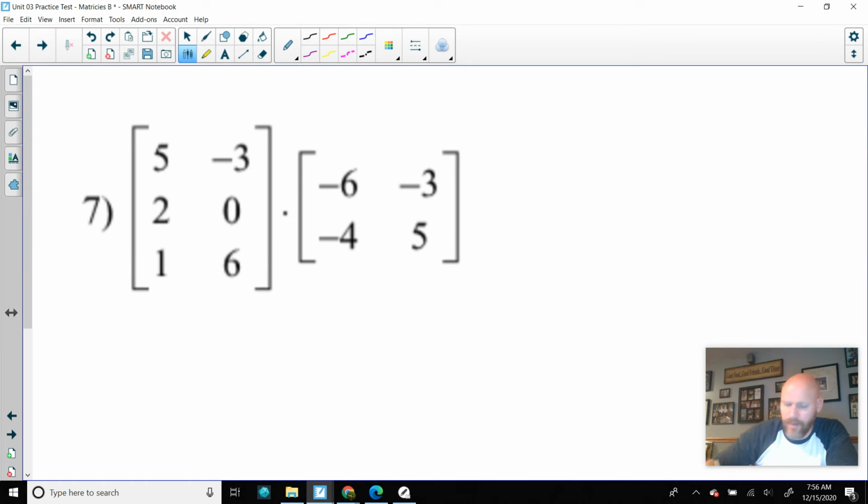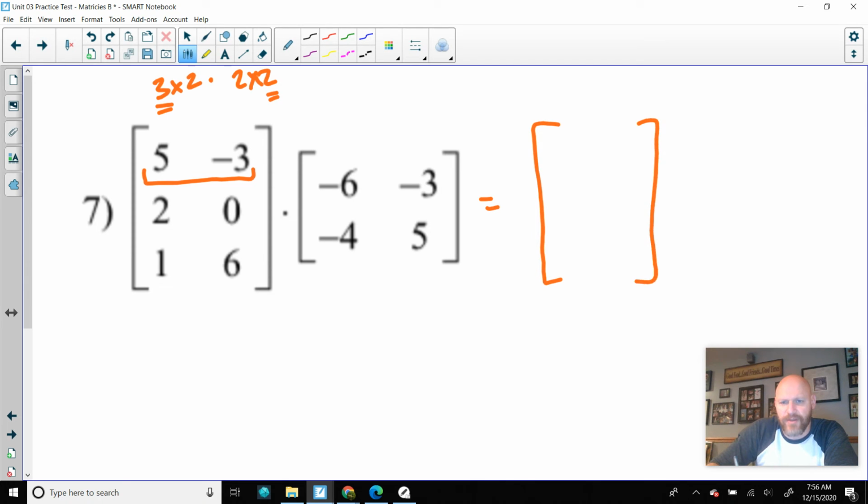So for this one, what we're looking at here is we have a 5 and a negative 3. We're going to grab that row. And once again, this is a 3 by 2 times a 2 by 2. So the numbers in the middle match. The numbers on the outside will tell us that this is going to be a real long 3 by 2 matrix. Okay. So let's go ahead and do the math on that.